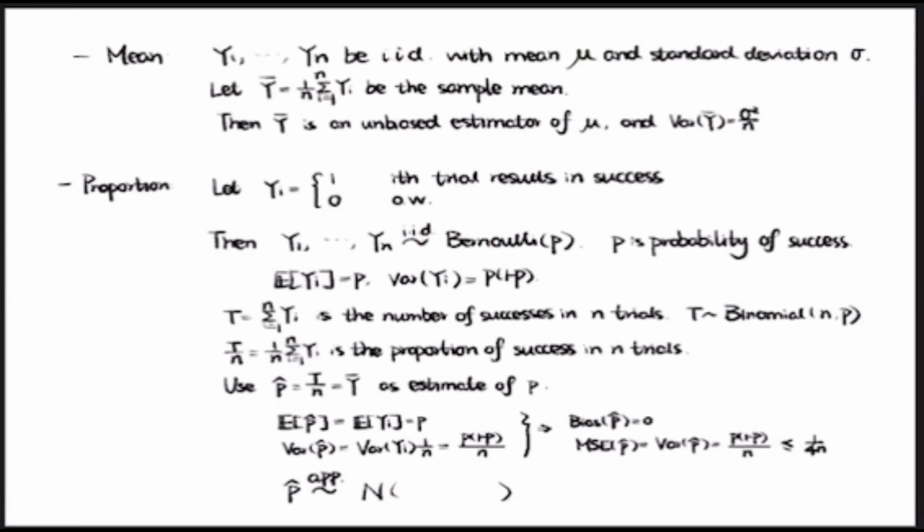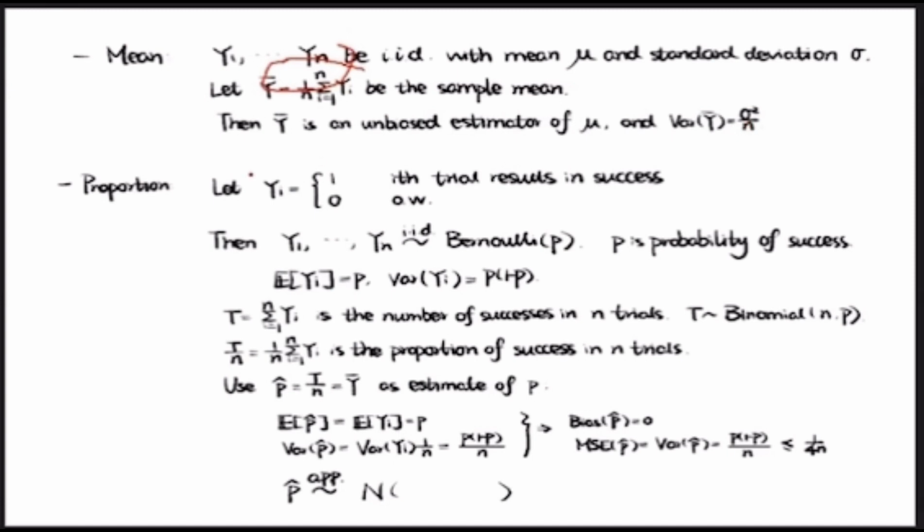Now, I want to focus on the mean. We normally talk about mean all the time, mean, average. Y1 up to yn, I deal with mean, mu, and the standard deviation. Of course, this is the sample mean, right? Sample mean is an unbiased estimator of the population mean, okay? And the variance of that is sigma squared over n.